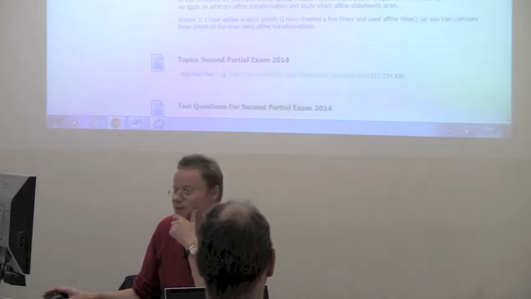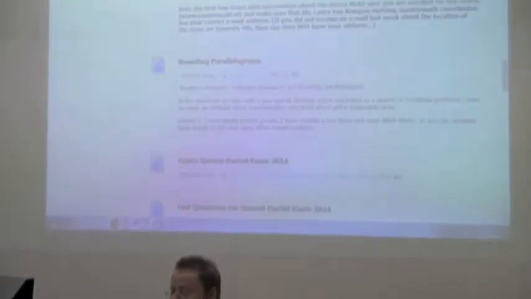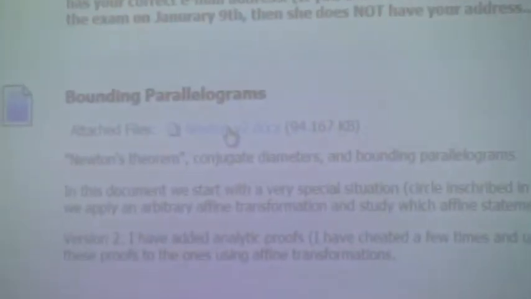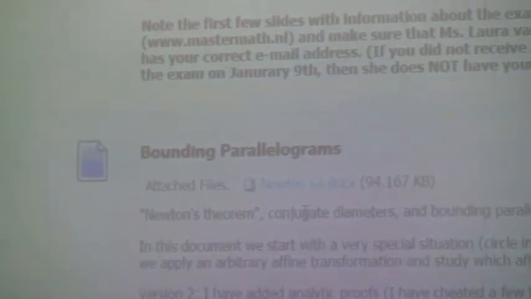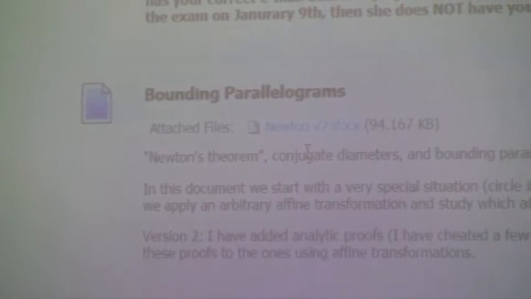This document here. Yeah. Boundary parallelism. I uploaded it last week, I think. Can we see a date or not? Last week, I discussed the proof of this Newton's theorem. You remember? And then I got a few questions. How about other parallelograms? And I showed you in GeoGebra.